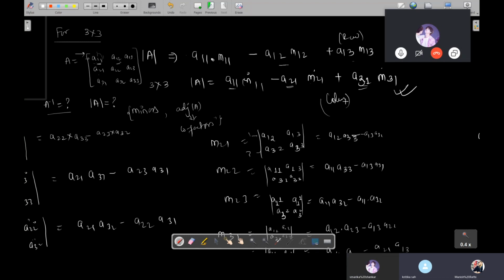Note one more thing, that you don't have to use just this same formula. You can even apply it for, say, if you want to do for column 3, you can do with that also. That is, here we will be writing A13 M13 minus A23 M23 plus A33 M33. This will also give you the determinant of A. These are the formulas to find it. Let us discuss in numericals more about it.